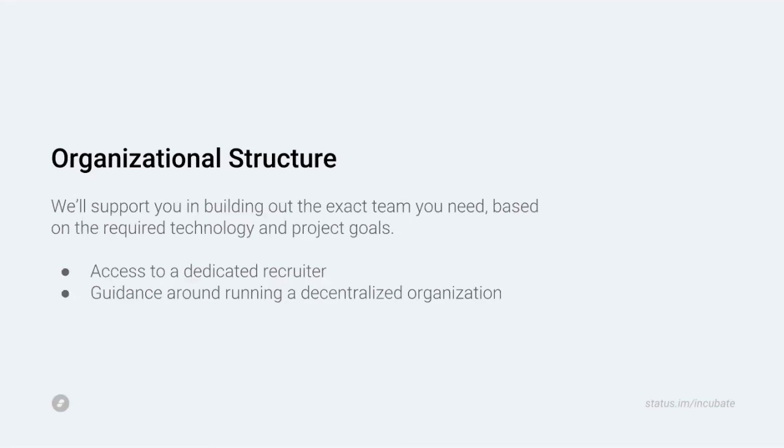We'll also provide guidance around the full decentralized organizational structure. So how does a decentralized organization work? How are they most efficient? What sort of things do they need to do on a day-to-day basis to run and function? And again, that's somewhere that we have experience. We have over 80 people in Status globally at the moment. So we can definitely help you there.